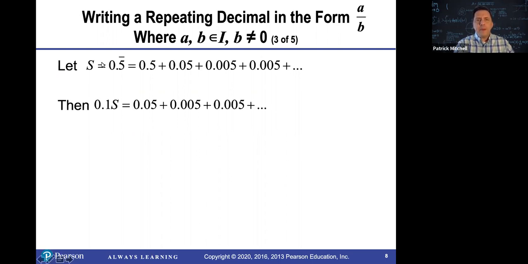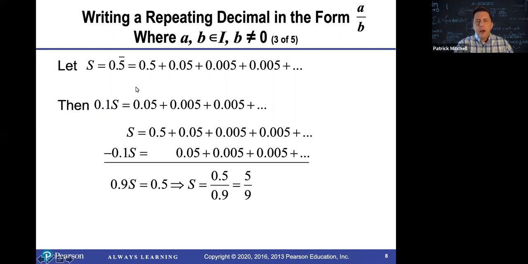So instead of multiplying both sides by 10, you can multiply both sides by 0.1, and that will just move the decimal point one place to the left. And it's basically the same idea. All right, s minus 0.1s gives you 0.9s. And when you subtract these two expanded expressions, everything cancels out except for the 0.5, which means s has to be 0.5 divided by 0.9, which is the same thing as 5/9.